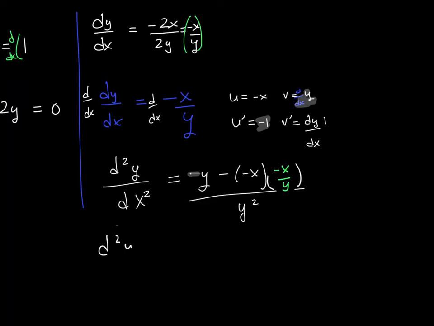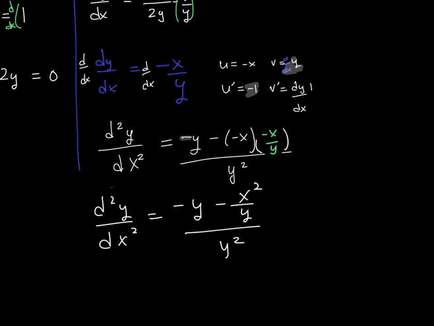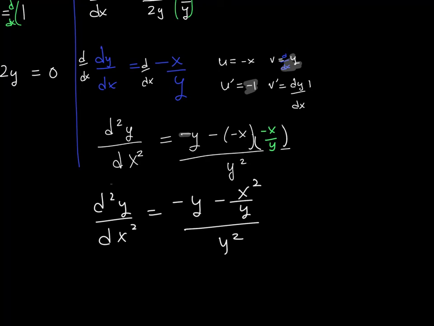Now my second derivative is equal to negative y minus x squared over y, all over y squared. In order to simplify, this is a complex fraction, so I'm going to multiply both the numerator and denominator by y, leaving me with negative y squared minus x squared over y to the third.